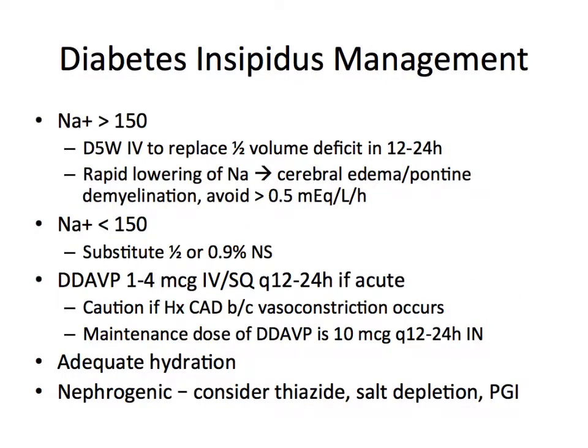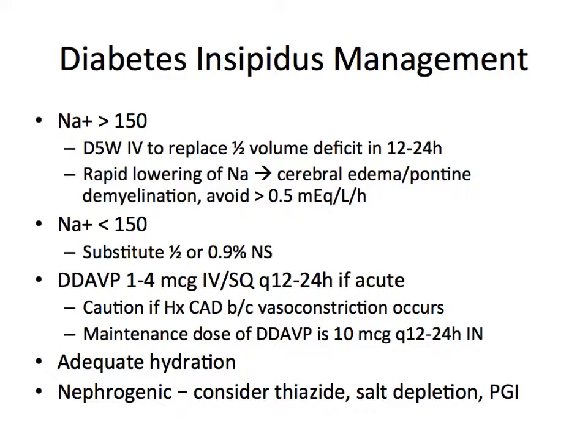In terms of management of diabetes insipidus, if the sodium is greater than 150, the patient's given D5W IV to replace half of the volume deficit in 12 to 24 hours. It's important to note that rapid lowering of the sodium can result in cerebral edema or pontine demyelination. So in this case, keep an eye on serial sodiums and avoid greater than a 0.5 milliequivalent per liter per hour increase in the sodium. If the sodium is less than 150, the patient can be substituted with half or 0.9% normal saline.